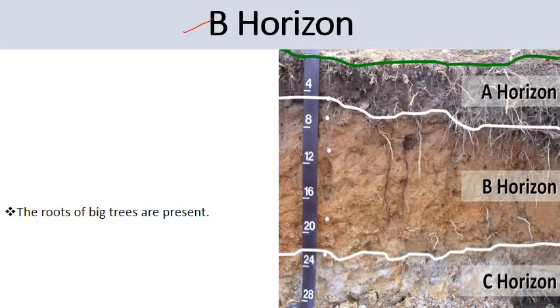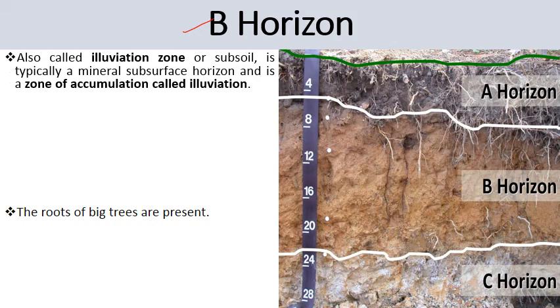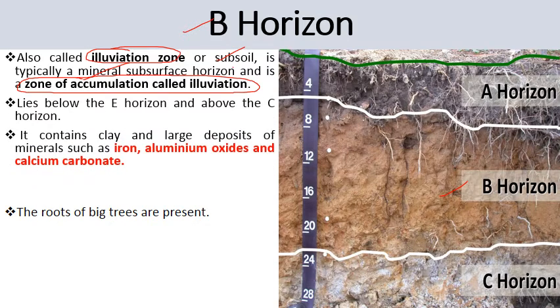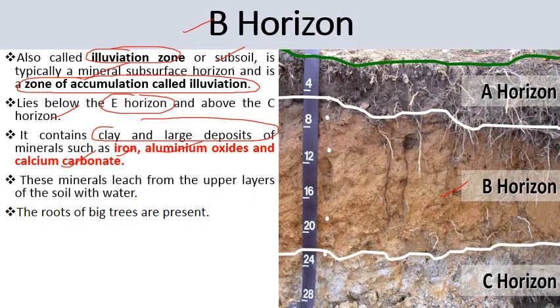So it is present just below the A horizon, and this is also known as zone of illuviation or subsoil. It is typically a mineral subsurface horizon and is zone of accumulation that is called illuviation. So the minerals here accumulate and it is darker in color than the E horizon. It lies just below the E horizon and above the C horizon. It contains clay and large deposits of minerals such as iron, aluminum oxides, and calcium carbonates.